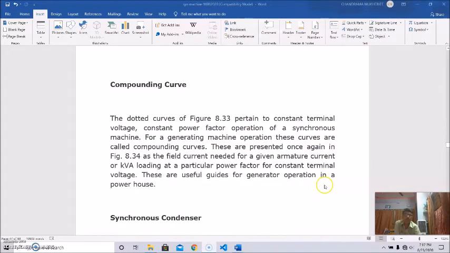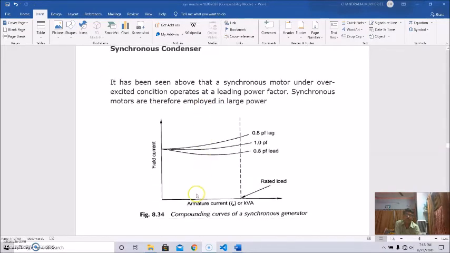For a generating machine operation, these curves are called compounding curves, and these are presented once again in figure 8.34: compounding curves of the synchronous generator. This is field current, and this is armature current. This is for 0.8 power factor lagging, unity power factor, and 0.8 power factor leading. This is the rated load.